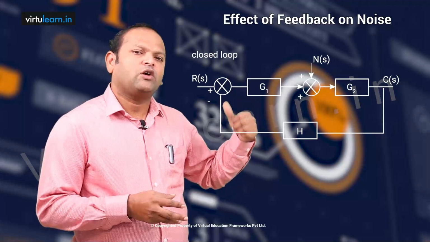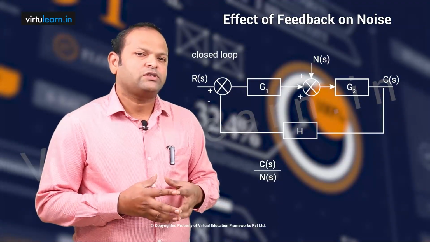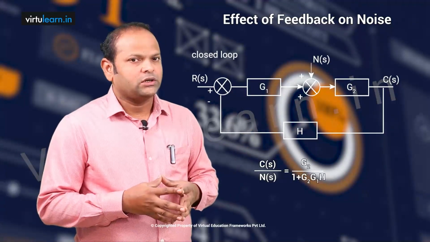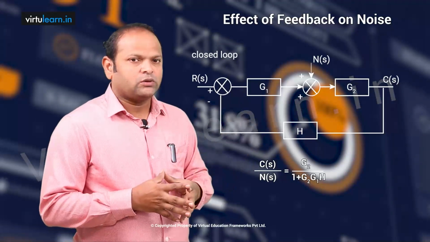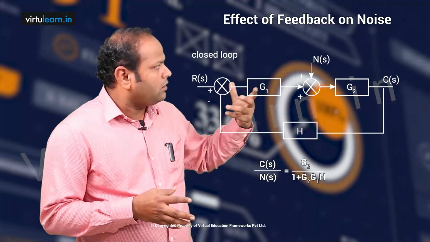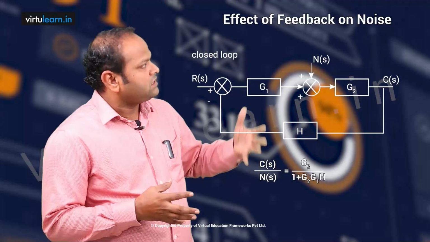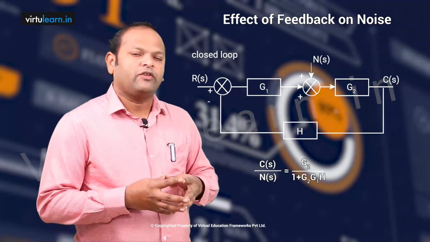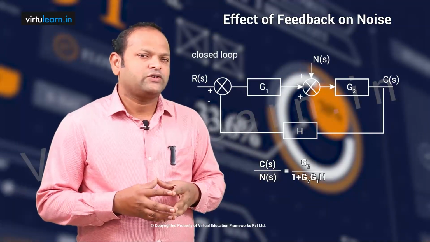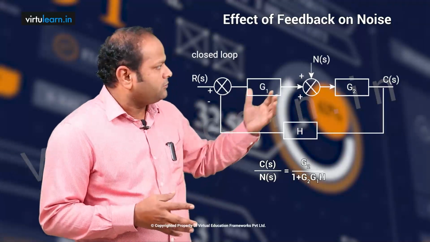Now when you compare this with its counterpart, which is my non-feedback system, where your C of s by N of s is only G2, in this case it is G2 by 1 plus G1H. So what does it mean? The effect of disturbance on the system is reduced by a factor of 1 plus GH. So that is the effect of feedback whenever you have a disturbance, this is called the external disturbance, whereas sensitivity with respect to the parameter variations is internal disturbance, right.